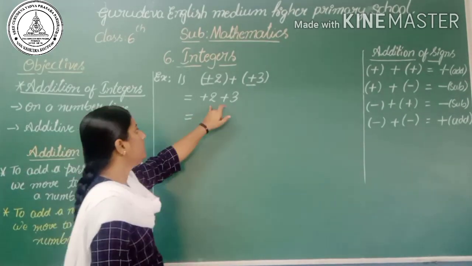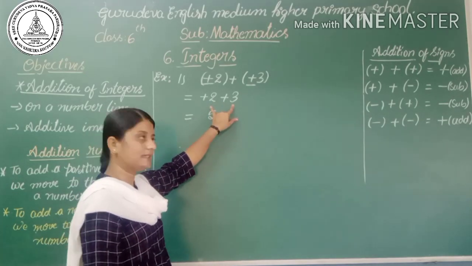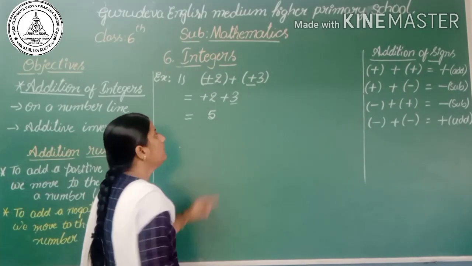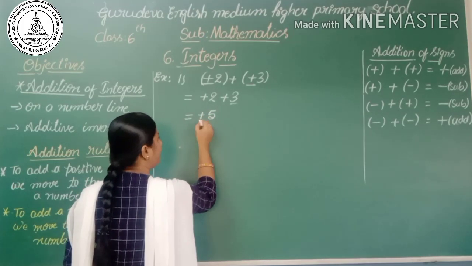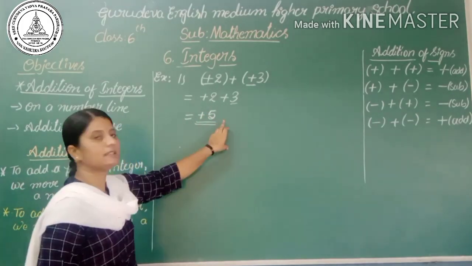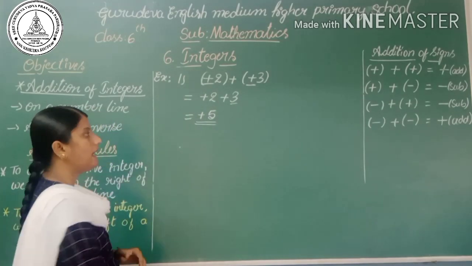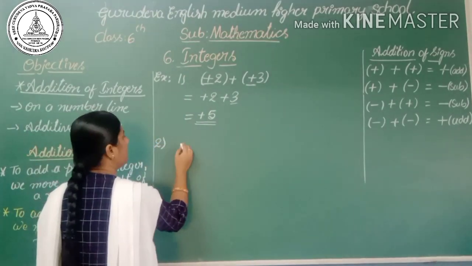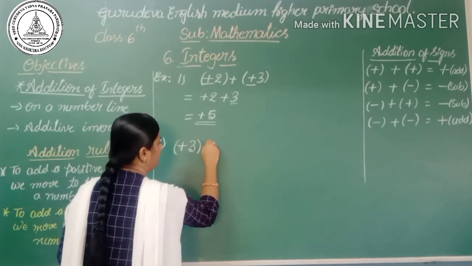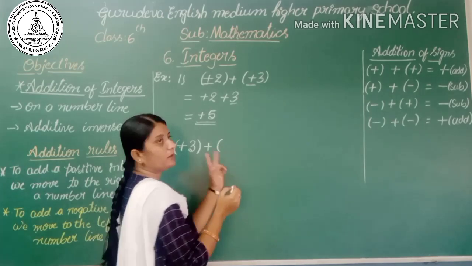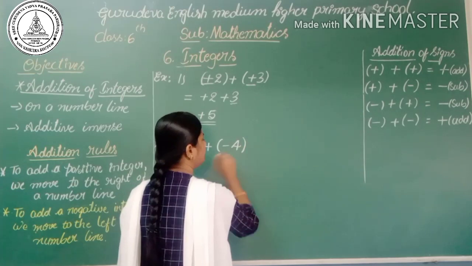See here, 2 and 3. In these two numbers, which is the greater value? 3 is the greater value. Its sign is plus, so we keep the plus in the prefix of the sum. Similarly, we will see another example. Second one, plus 3 plus of... we can't write two signs at a time, so we have to keep the bracket, minus 4.